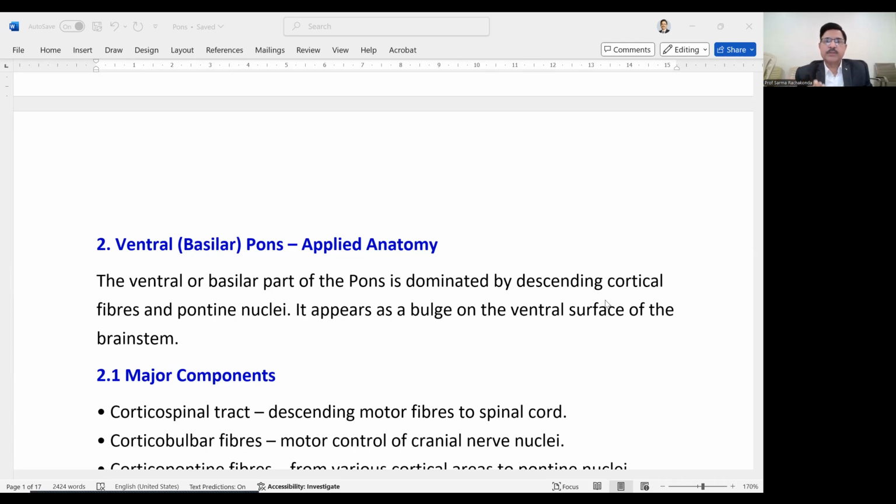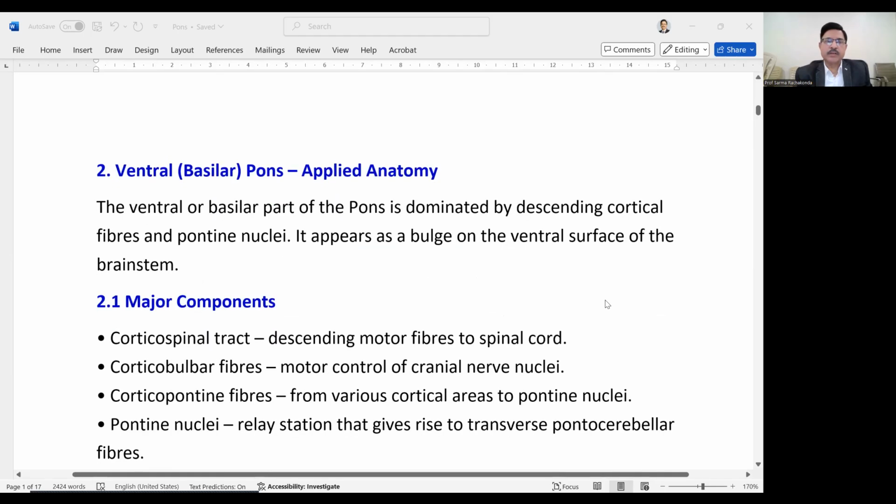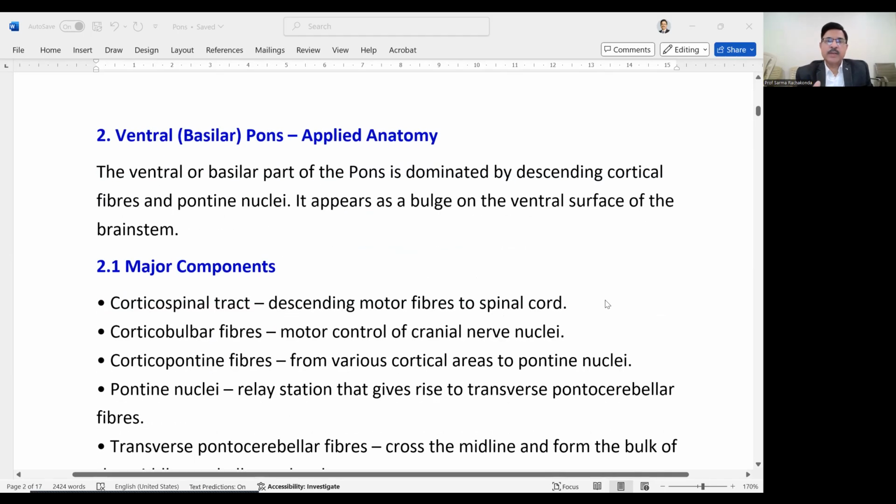So the ventral part or basilar part of the pons is dominated by the descending cortical fibers from the cerebrum, and these can be to the cranial nerve nuclei, corticobulbar, or to the spinal cord, called the corticospinal. It appears as a bulge on the ventral surface of the brainstem. Why is this bulge? The bulge is because of the bulk of the corticospinal tract. What is the main important tract? Corticospinal tract. Any infarction of the basal part of the pons will injure the corticospinal tract and produce motor paresis below, from the descending motor fibers to the spinal cord.